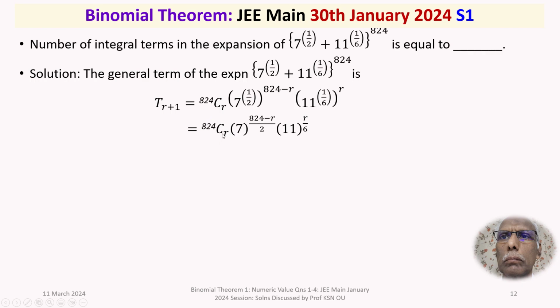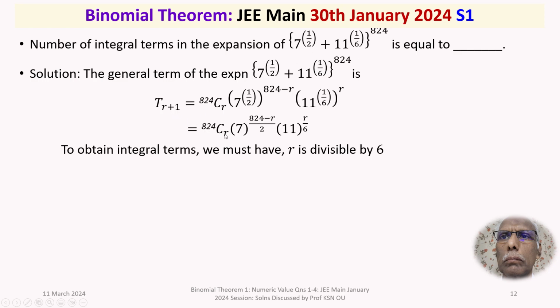Now 824 CR is a positive integer, and 7 to the power of (824 minus R) by 2 will be an integer if 2 divides 824 minus R, and 11 to the power of R by 6 will be an integer if 6 divides R. So combining these two, this will give you positive integers if 6 divides R. So to obtain integral terms, we must have R divisible by 6.